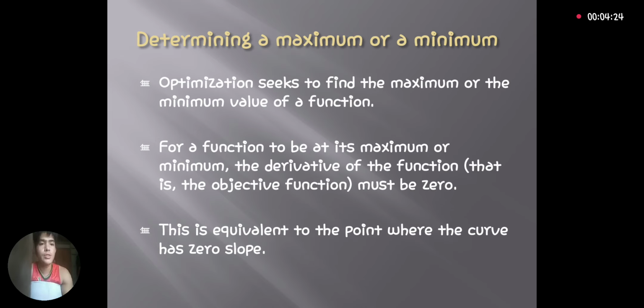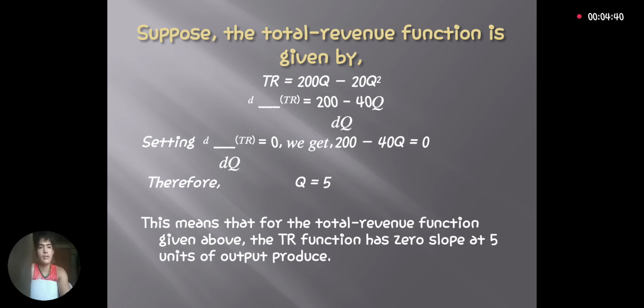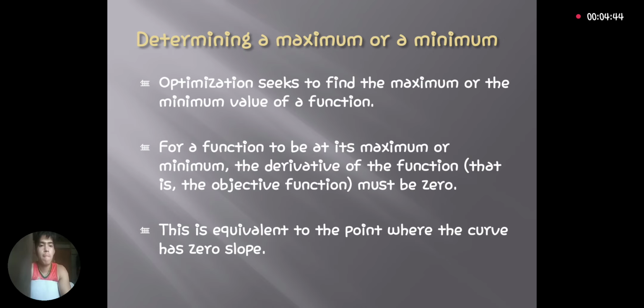For a function to be at its maximum or minimum, the derivative of the function, that is the objective function, must be 0. So kailangan siya 0 para makuha na ang total revenue or the quantity. So this is equivalent to the point where the curve has 0 slope.